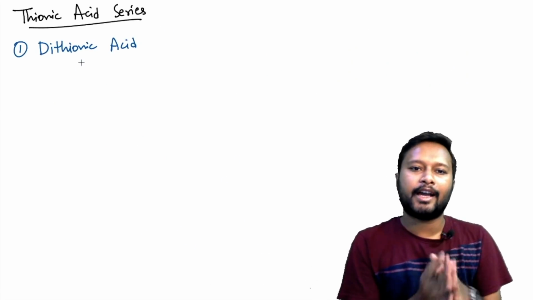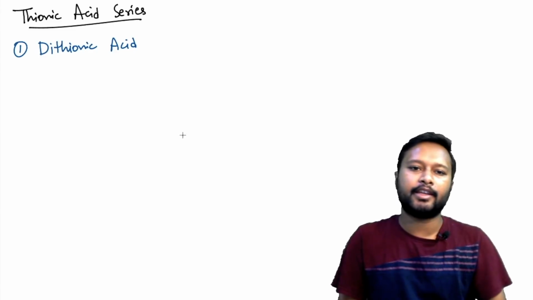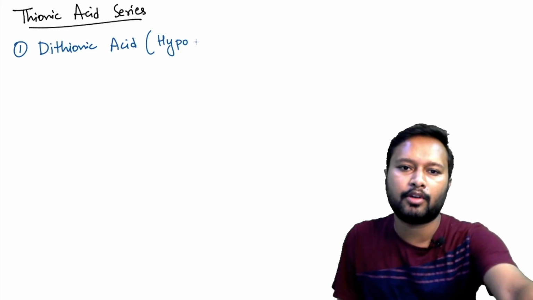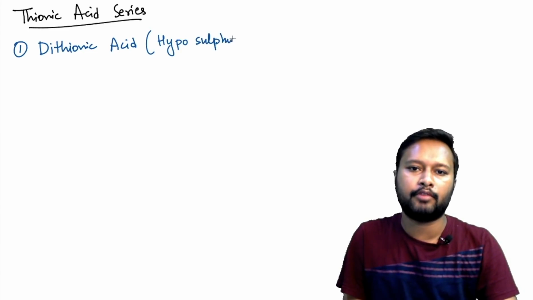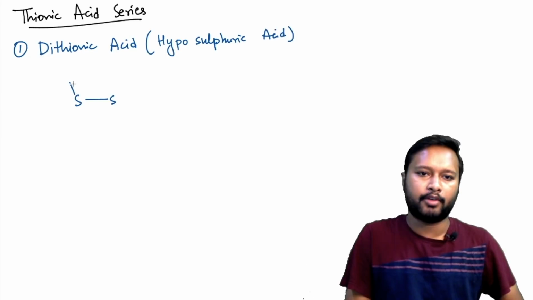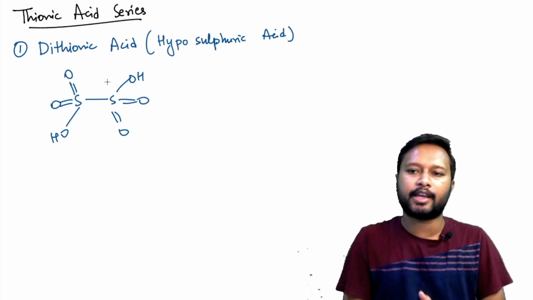Alright, so in the thionic acid series, the first one is your dithionic acid. That dithionic acid is basically the same which we did just now, hyposulfuric acid, okay. Hyposulfuric acid is also called dithionic acid. So the structure is the same, S double bond S, double bond O, OH. You have OH, double bond O, okay. So the structure is the same. This is your dithionic acid.